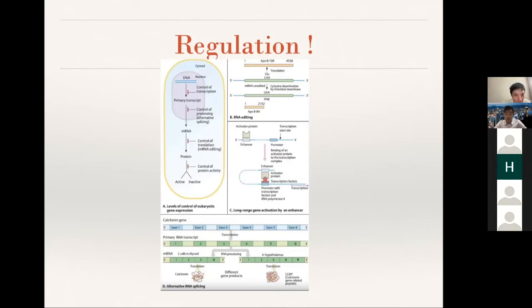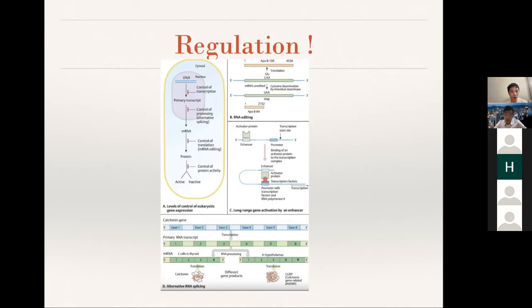Thirdly, for control of translation, we have mRNA editing. In this case, it literally means that the mRNA bases are changed in the cytosol prior to translation. An example of this is the protein synthesis of ApoB, ApoB100 and ApoB48. ApoB100 is a 4,536 amino acid protein when the mRNA is expressed in the liver.